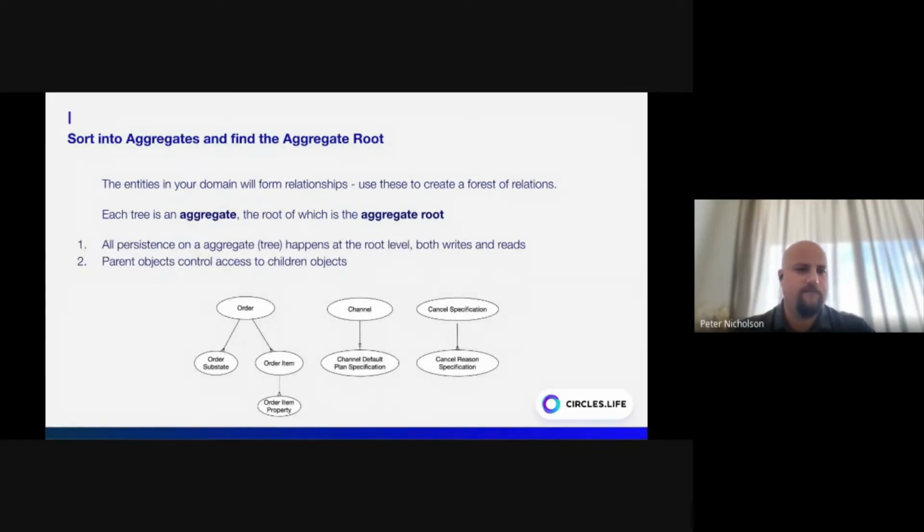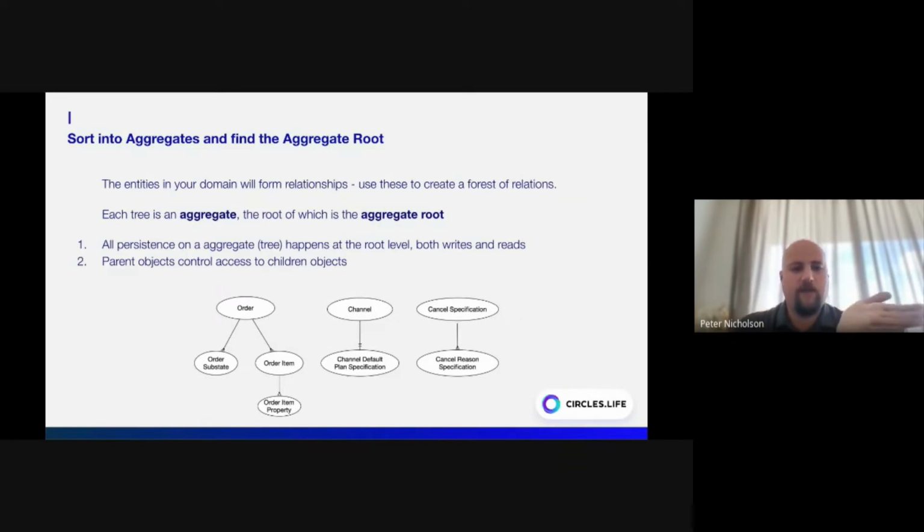We're going to take that and we're going to sort these into aggregates and figure out what the aggregate roots are, right? Or forests of relationships, and each tree is an aggregate. And the important rule for aggregates is that all persistence on an aggregate happens at the root level, both reads and writes. And parent objects control the access to their child objects. So using our example here, I can't get an order item without going through the order. I can't get a cancel reason specification without going through the cancel specification. These are the overarching control of my different aggregates.